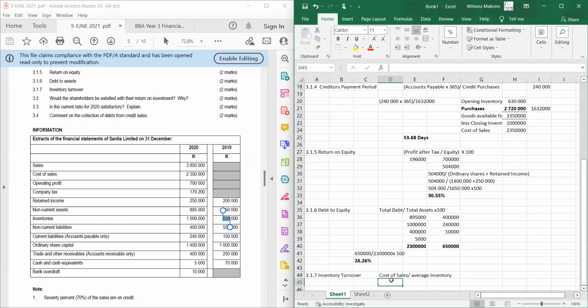So cost of sales you have, which is 3,2,350. Divided by your average inventory. You add the closing and the opening inventory and you divide by 2. So it's 1 million plus the other inventory 630.